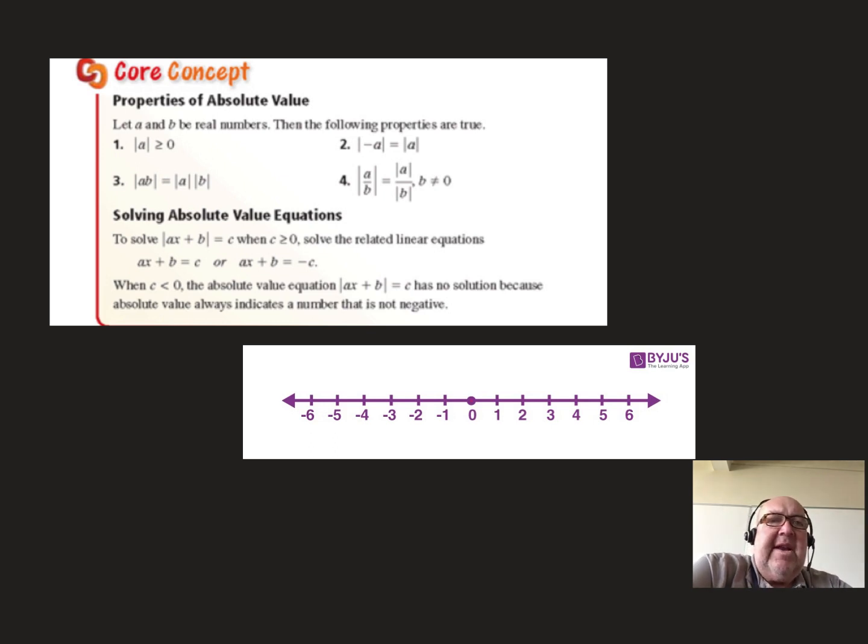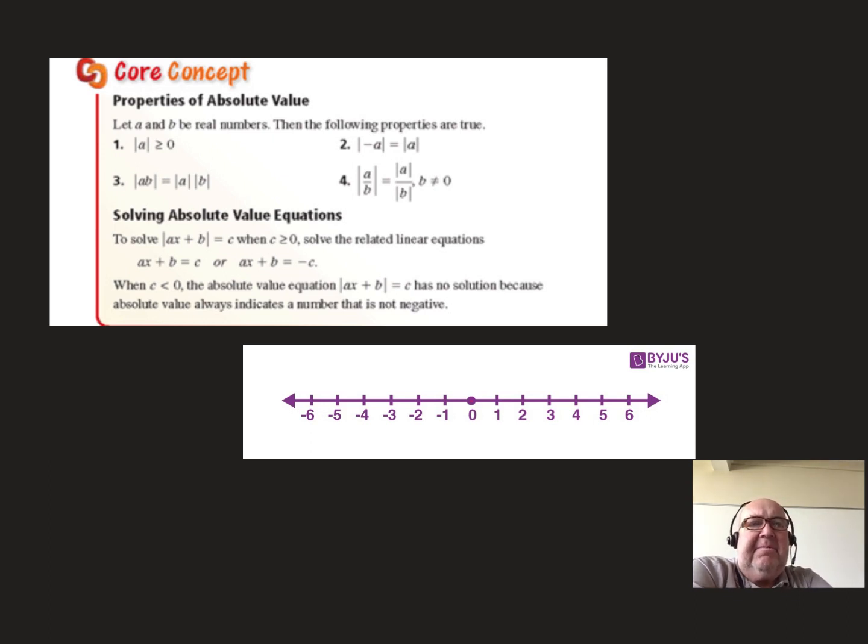If you have an absolute value that has two things being multiplied, you can separate those out and do the absolute value times the absolute value of different things. Same thing with division, you can rewrite it so you have the absolute value of your numerator divided by the absolute value of your denominator.